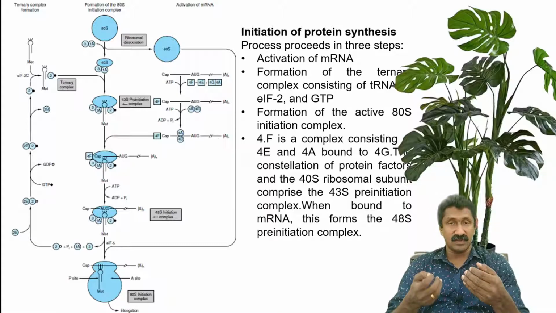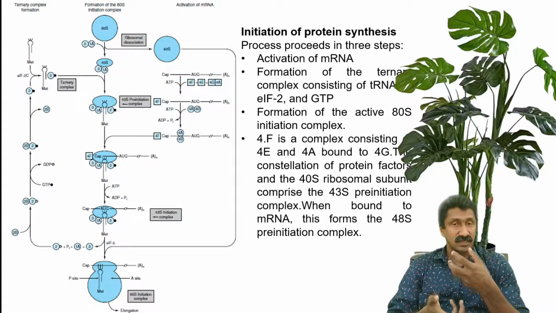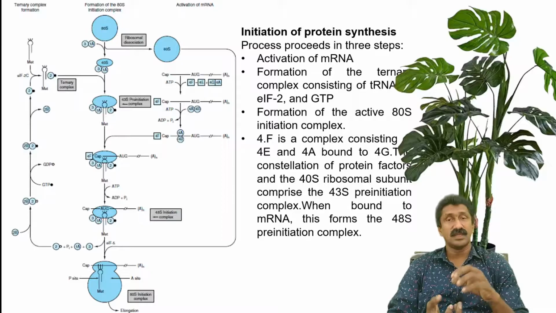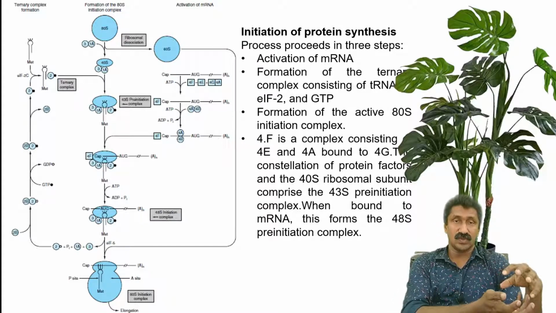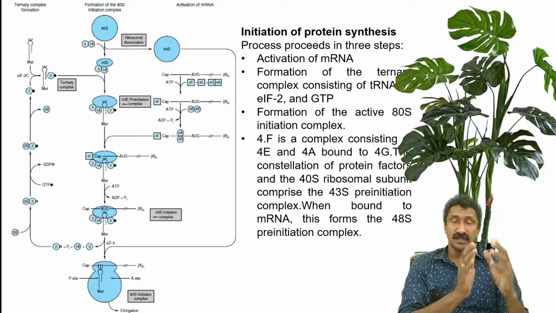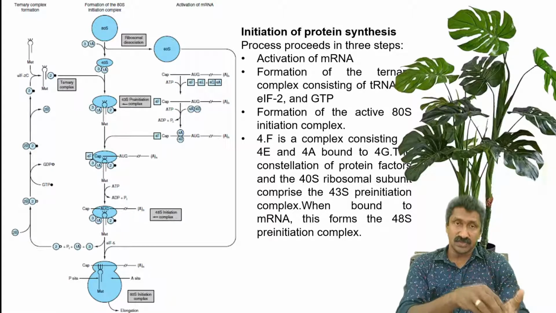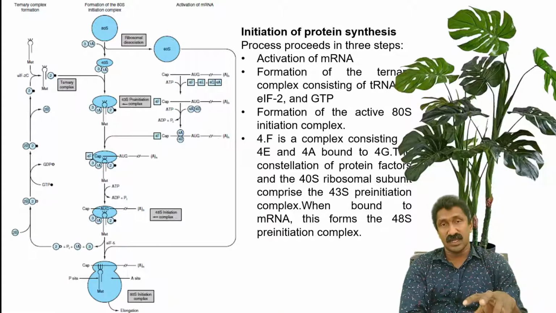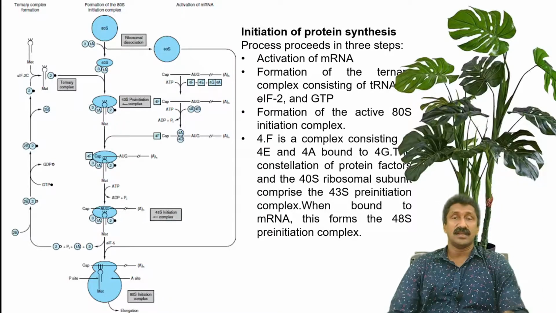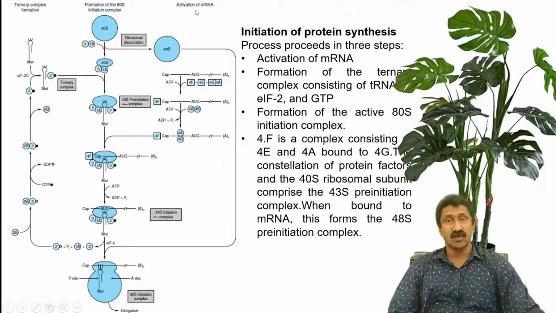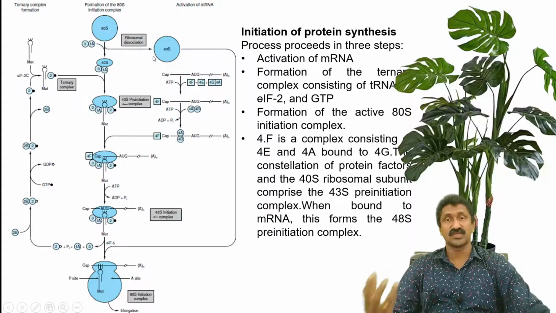As we discussed previously, the smaller subunit will bind and scan through the mRNA downstream, and then it will position at the initial AUG codon. Then the larger subunit binds, and finally the initiation complex, the complete translation assembly, is formed in the next stage.